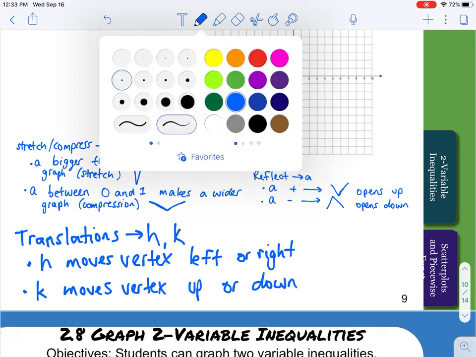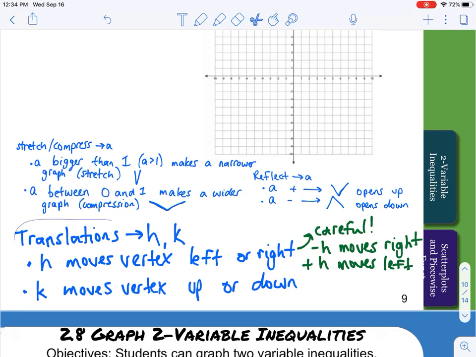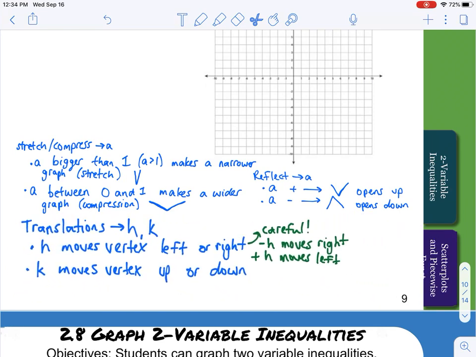Now, a word of caution here for the h value. Be careful with our h values. If we have a negative h, this moves our vertex right. And if we have a positive h, this moves our vertex left. That seems opposite. Usually if something moves right, it's positive, and if it's negative, it moves left. So keep that in mind when graphing these. They move opposite of what you would think.